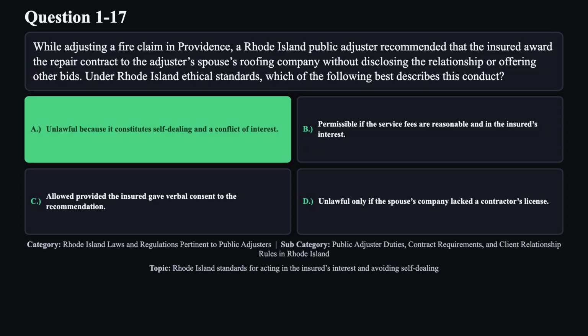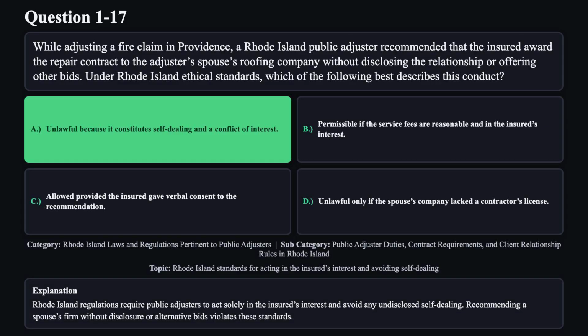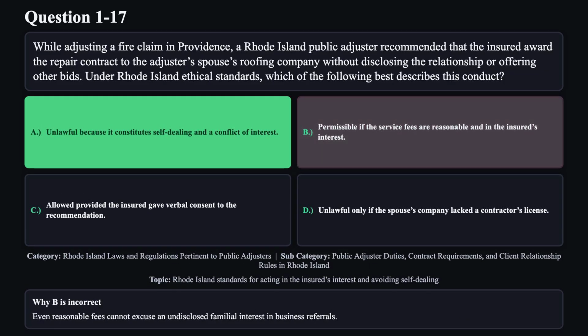The correct answer is A. Rhode Island regulations require public adjusters to act solely in the insured's interest and avoid any undisclosed self-dealing. Recommending a spouse's firm without disclosure or alternative bids violates these standards. Reason B is not correct. Even reasonable fees cannot excuse an undisclosed familial interest in business referrals.